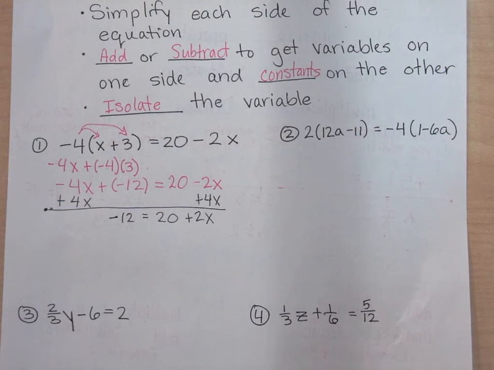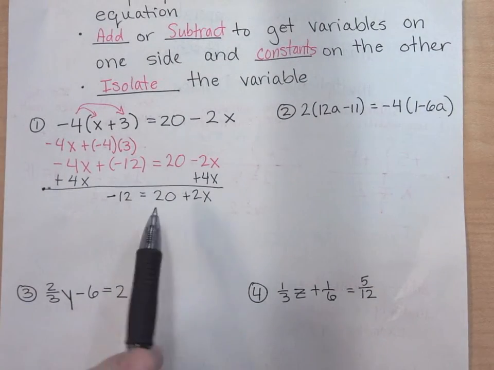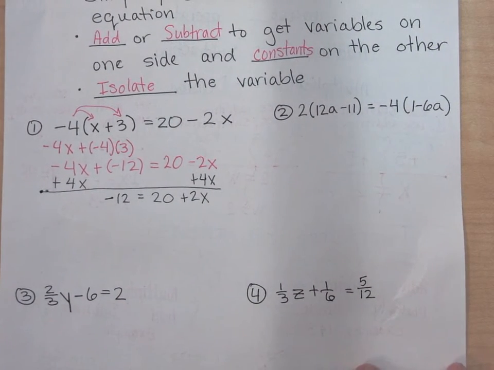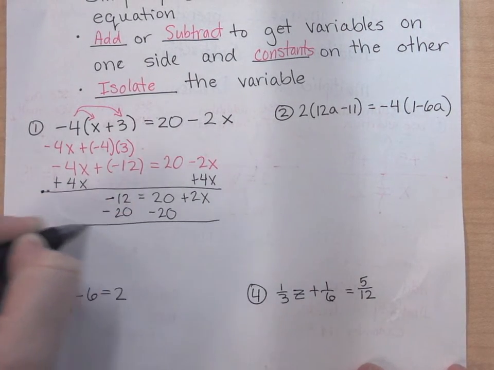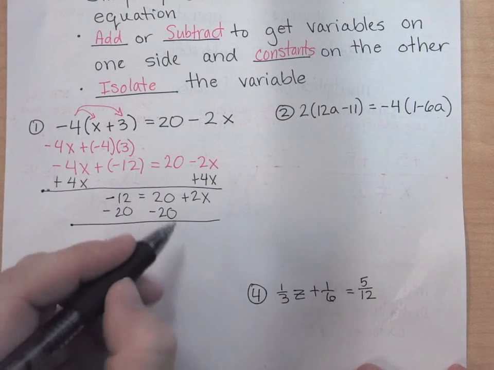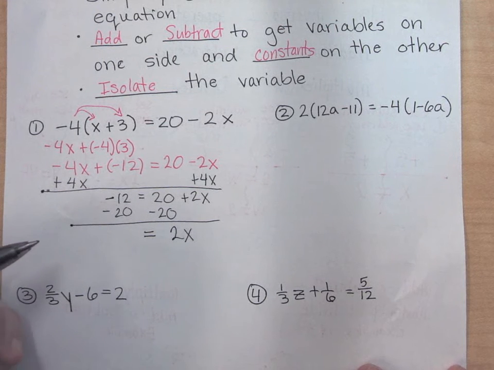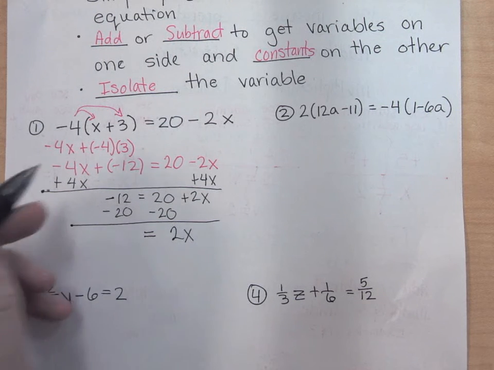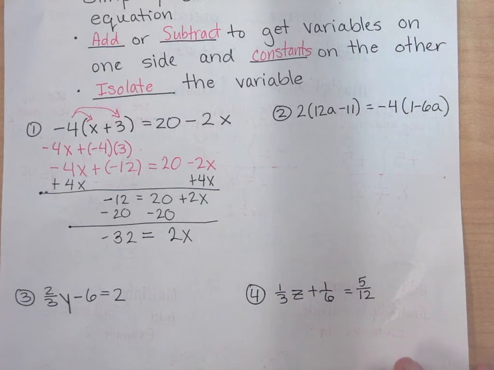So I moved the variables one way, so now I need to move the constants the other way. So see how like this side is a little heavier. It's got two things. So I know I need to get rid of the 20. Which is to subtract. So because it's a positive 20, I'm going to use subtraction. So then on this side, I'm left with just the 2x. And then I have negative 12 minus 20, which will give me negative 32. Okay, now I have a one-step equation. How do I get rid of that 2? I divide. Both sides.